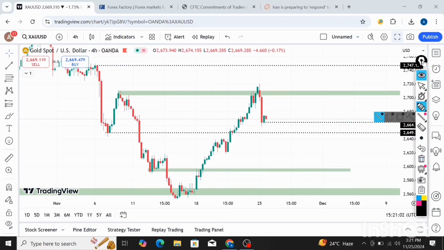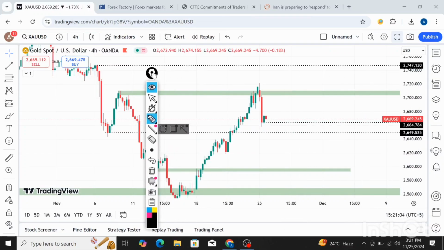So yeah, this was very much it for this. Now another thing, first of all, you can see these levels if you want to. These are the levels, okay, 2664 and then 2649. So these are the two levels I have marked here for my selling confirmations.